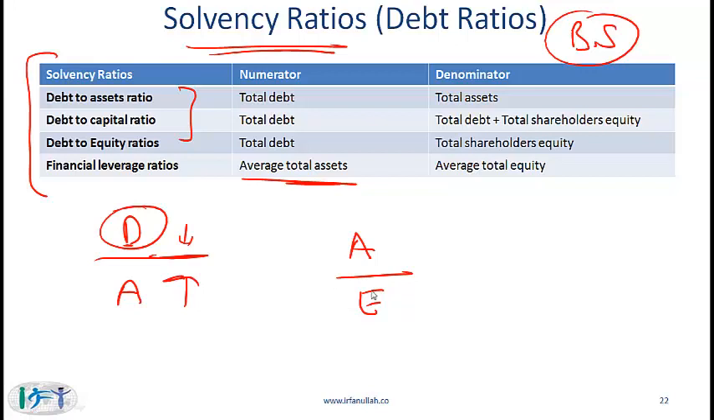So, in general, with these ratios, a high ratio means that there is a high level of debt or high level of leverage. And as we've discussed before, you need to look at these numbers in the context of the industry, because in some industries the level of debt or leverage will be high, in other industries the level of debt or leverage will be low.